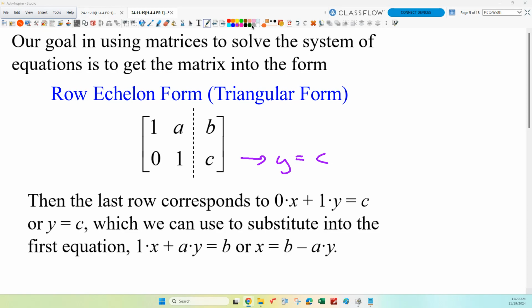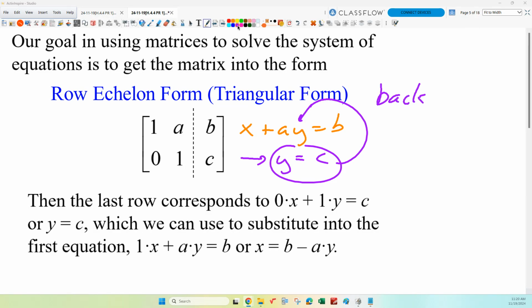What does the top row say? 1x plus ay equals b. Okay, well, if I know that y equals the number c, couldn't I just substitute that into the top equation to solve for x? Everybody agree? Yeah. So that's just called back substitution. And once we get a matrix into this form, it's really simple for me to just know the value of one variable and back-substitute to find the value of the other variable, right?